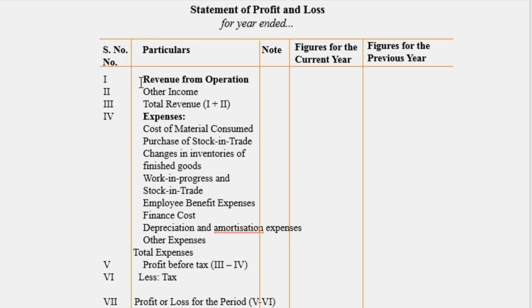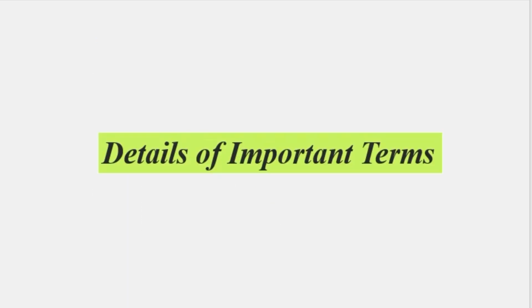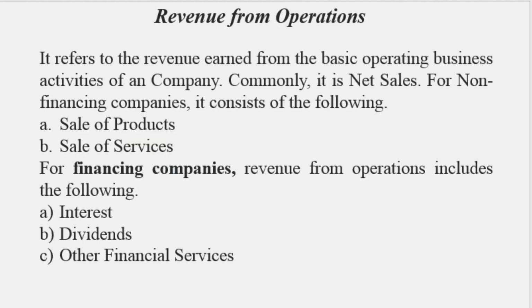This is a major heading. Revenue from operations is one of the major headings, and expenses is also a major heading, and other than that they all are subheadings. So let's see the terms one by one. The first one is revenue from operations.